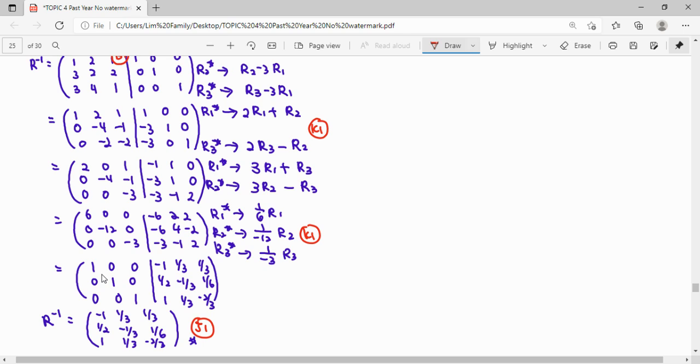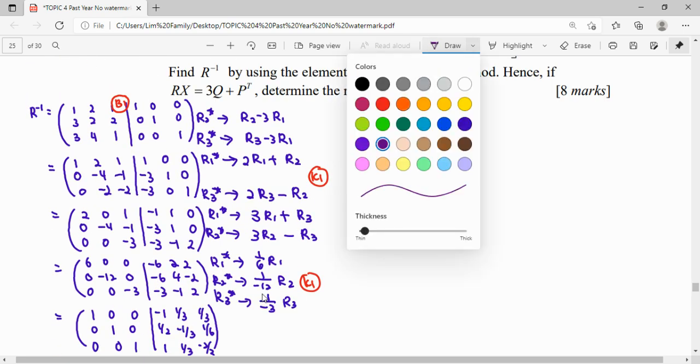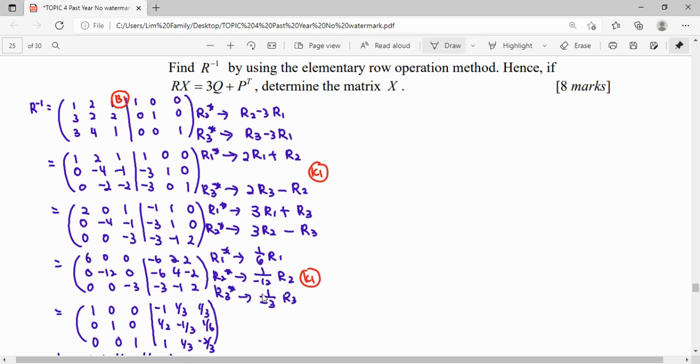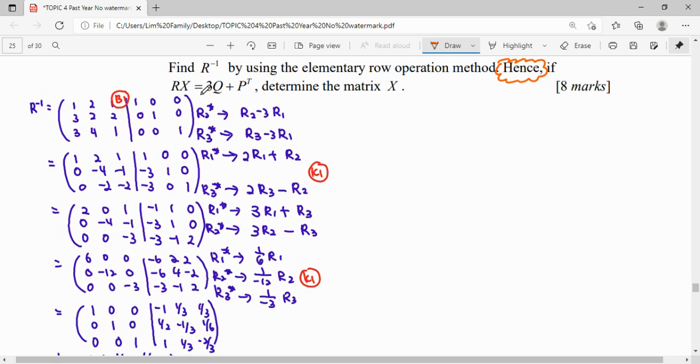So finally, we move to the second task of this question. We say "hence". So when we use the keyword "hence" here, it means we are going to use our result R inverse in order to answer our question here. So our equation given here will be Rx equals 3Q plus P transpose.